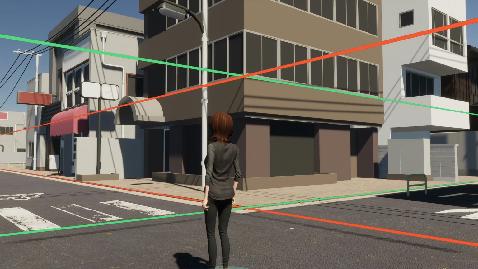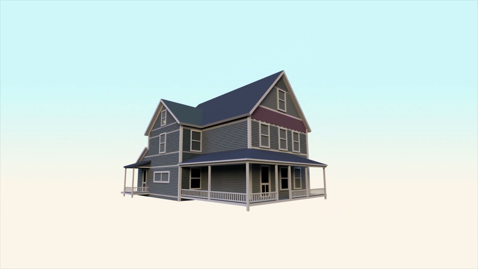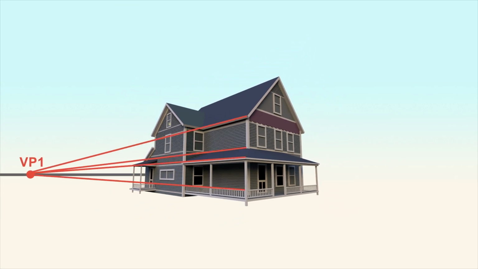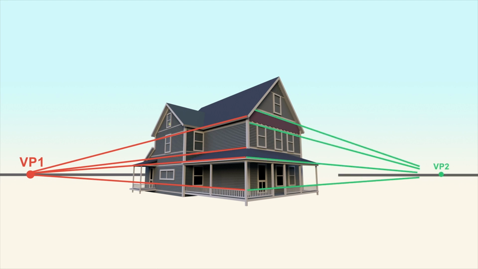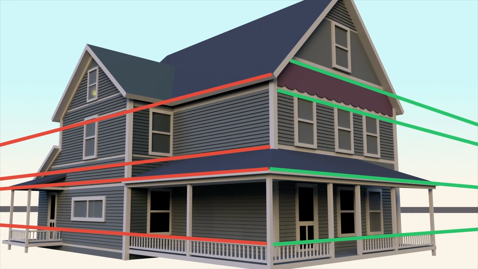Most of the time, you look at houses and cube-like shapes from an angle, like this house. One side of the building's perspective lines go towards one vanishing point, while the other side's perspective lines go to another vanishing point. Notice that even minor objects on each flat surface, like windows, share the same perspective lines.